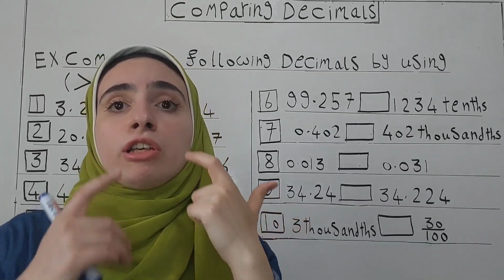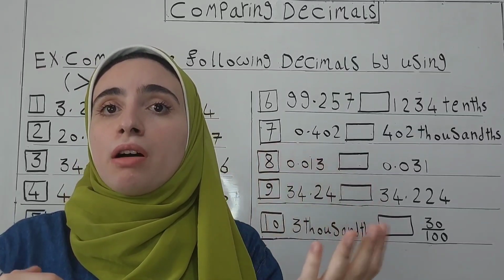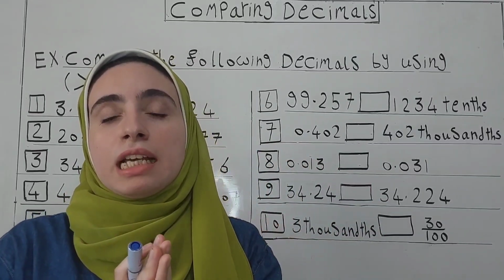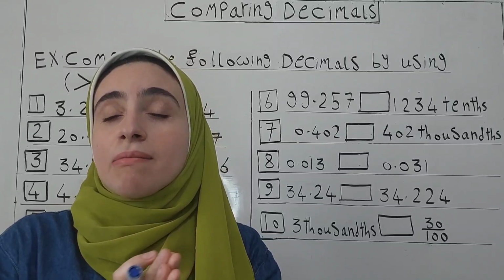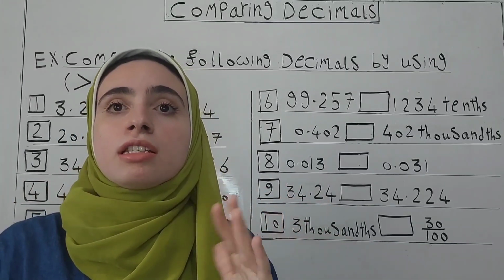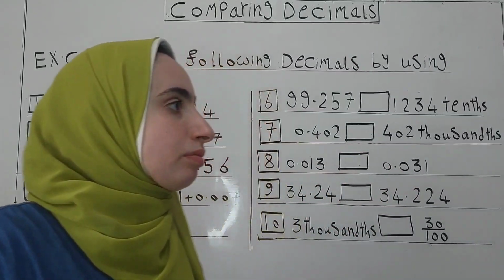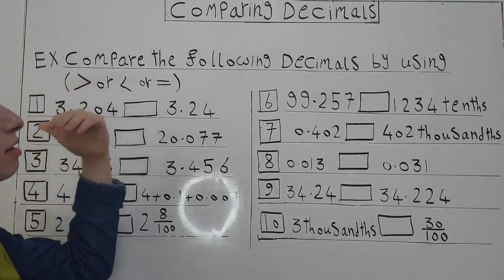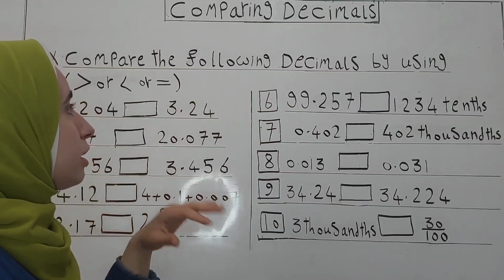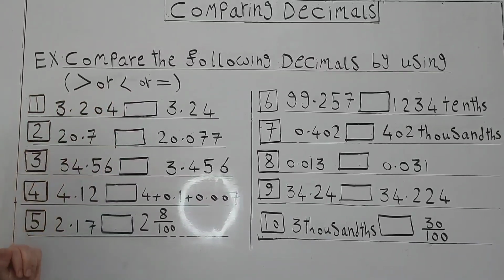At first, we put our eyes on the left, on the integral part, and make a comparison. And if they are the same, go to the next digit in the decimal part, then make a comparison. Let's take an example. Compare the following decimals by using greater than, less than, or equals.